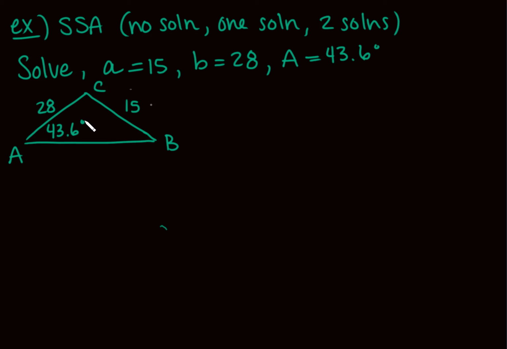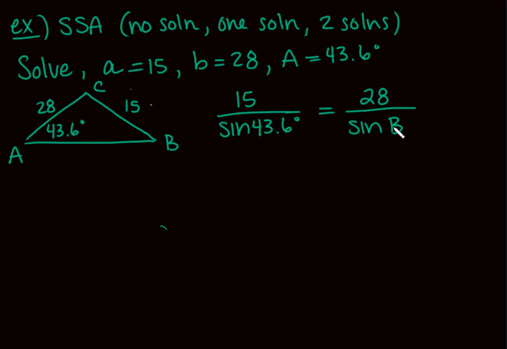Okay, so here's the issue. I can't find angle B or angle C, right? Because I only know one side. So what I need to do, I know the relationship between 15 and its opposite angle. And here you're pretty much forced to try and solve for B, right? Because you know little b is 28 over the sine of big B. Okay, now what you can do here, you could cross multiply if you wanted to.